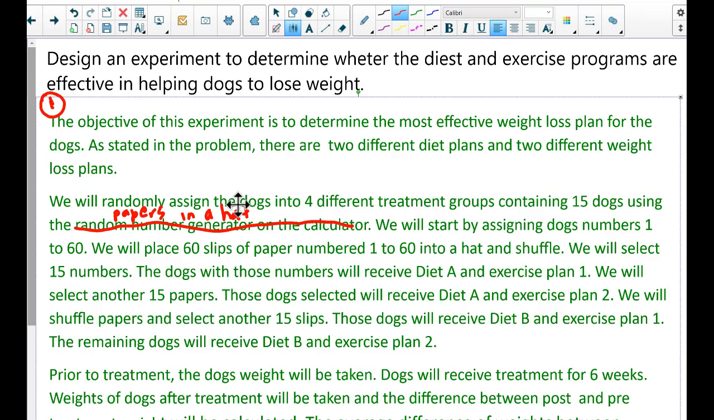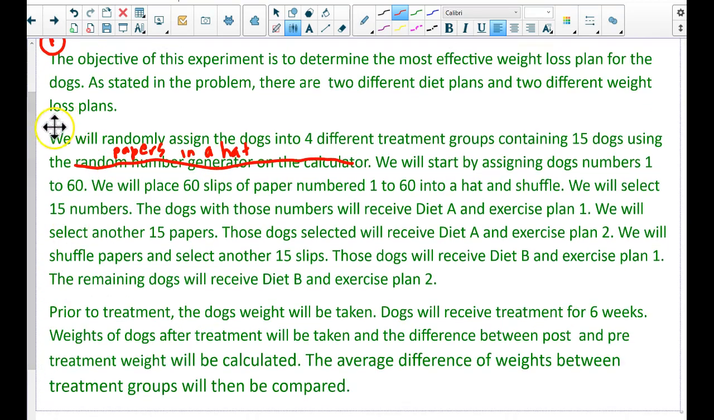We will select 15 numbers. The dogs with those numbers will receive Diet A and Exercise Plan 1. We will select another 15 papers. Those dogs will receive Diet A and Exercise Plan 2. We will shuffle the papers and select another 15 papers. Those dogs will receive Diet B and Exercise Plan 1. The remaining dogs will receive Diet B and Exercise Plan 2. So there I got that second component of the experimental design, that random assignment.